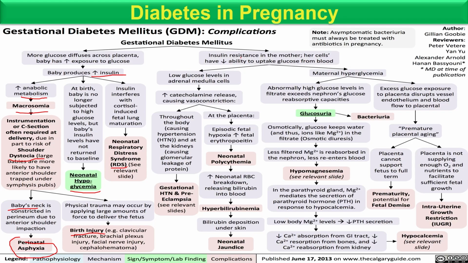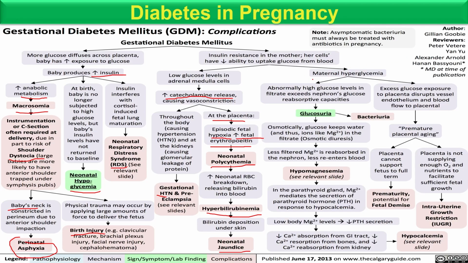If you look at the mother's side, there is insulin resistance in the mother herself, with decreased ability to uptake glucose from blood. Because of low glucose, this stimulates catecholamine or a stress condition, which causes vasoconstriction. At the placenta, it causes fetal hypoxia, which increases the fetal erythropoietin. A high level of erythropoietin increases blood cell development, which is polycythemia, meaning more blood, more destruction, hemolysis, hyperbilirubinemia, which causes the jaundice. And on this side, throughout the body, it causes hypertension, and at the kidney, causing glomerular leakage of protein, which causes gestational hypertension, and the leakage of protein, which causes the preeclampsia.